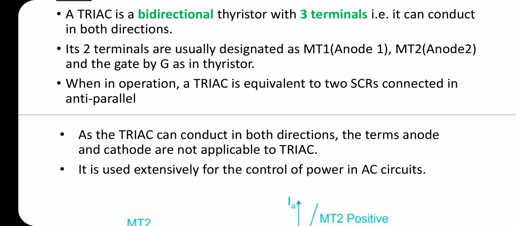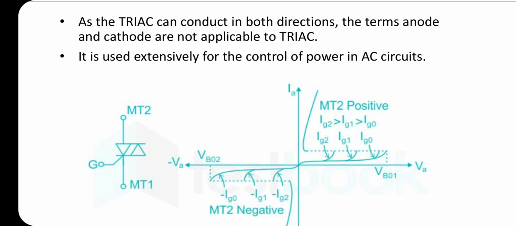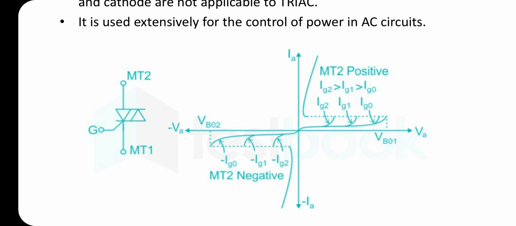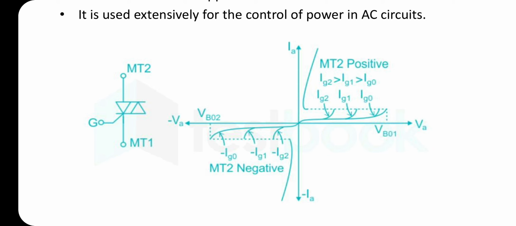A triac is a bidirectional thyristor with 3 terminals. That is, it can conduct in both directions. Its 2 terminals are usually designated as MT1 anode 1, MT2 anode 2 and the gate by G as in thyristor. When in operation, the triac is equivalent to 2 SCRs connected in anti-parallel. As the triac can conduct in both directions, the terms anode and cathode are not applicable to triac. It is used extensively for the control of power in AC circuits.